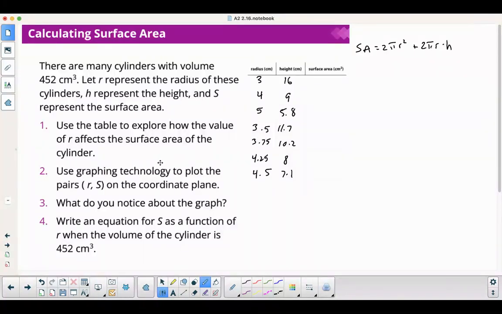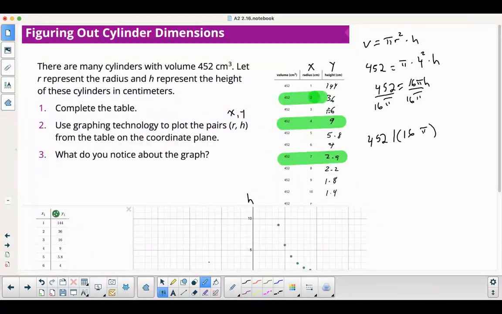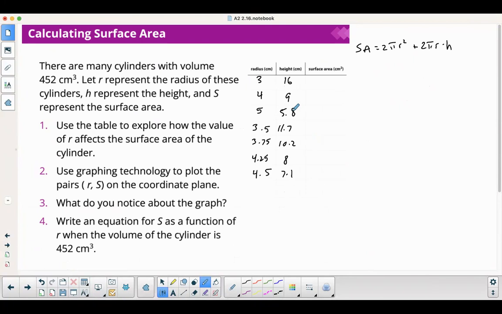So let's see here. Let's read this. Use the table to explore how the value of r affects the surface area of the cylinder. So I kept these same values that I had. I had 3, 16. So if I go back here, 3 was with 16.